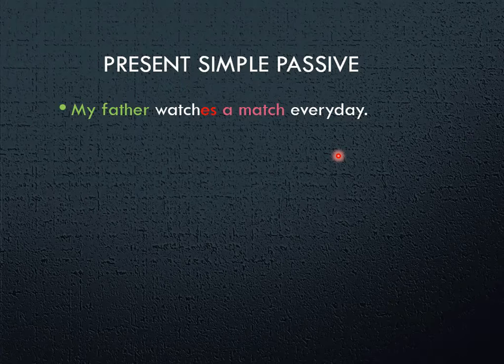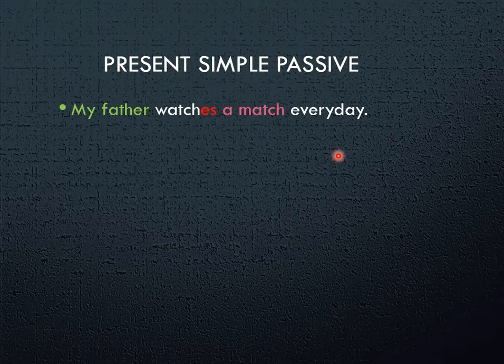My father watches a match every day. Look at this sentence. If we look at this sentence, my father here is the subject or the doer of the verb, and watches is the verb, and the word match here is the object which is affected by the verb, and the word every day is the time expression.